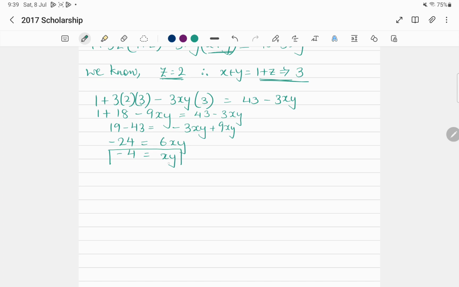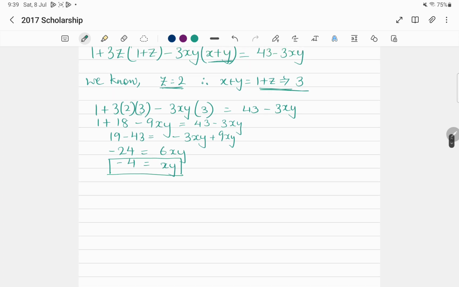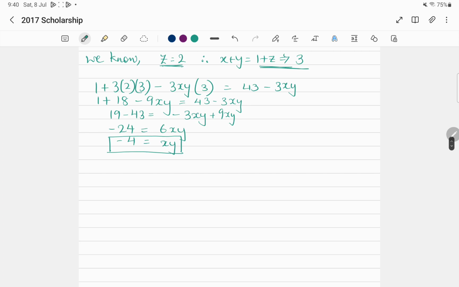So now let's see what we can do with all the information that we have. So now we have z is equal to 2. Again, x plus y is equal to 3, and x times y is equal to minus 4. All right, so now we will try and find the possible values that can satisfy both these equations, right?